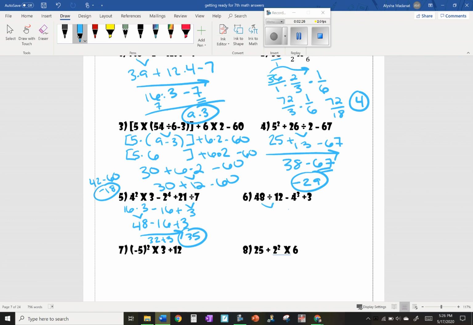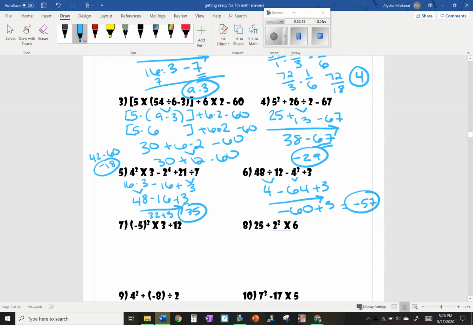Number 6, do your division and your exponents. So 48 divided by 12 is 4, minus 4 to the 3rd power is 64 plus 3. You would go left to right, so you would get negative 60 plus 3, and your final answer would be negative 57.